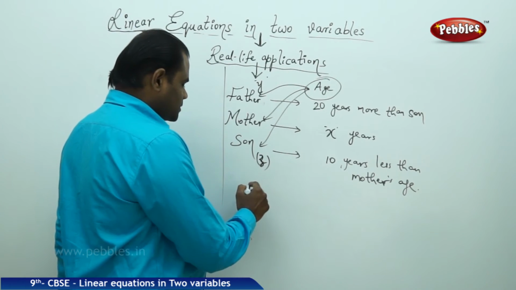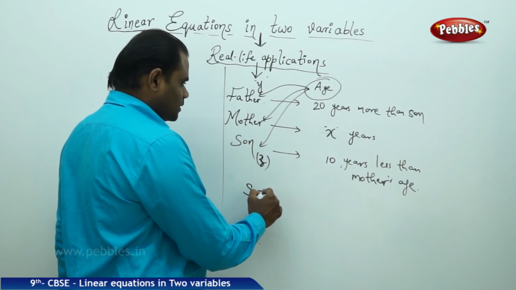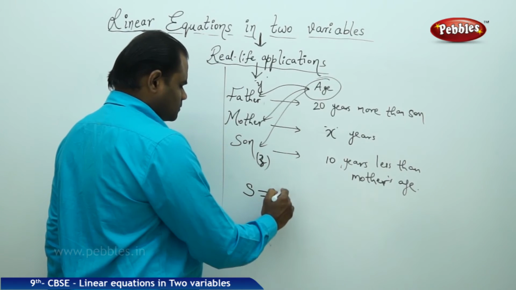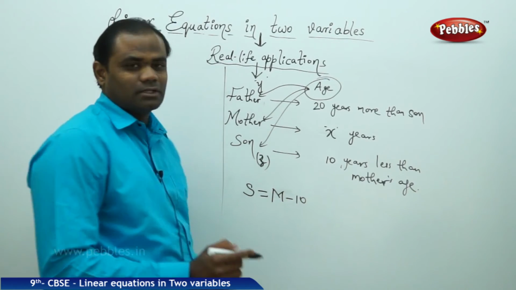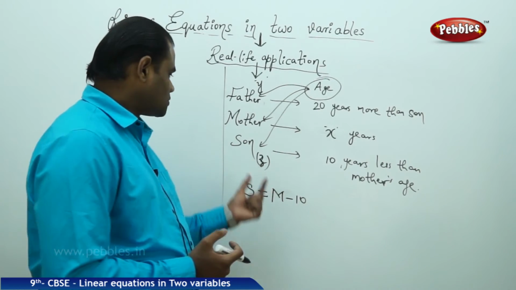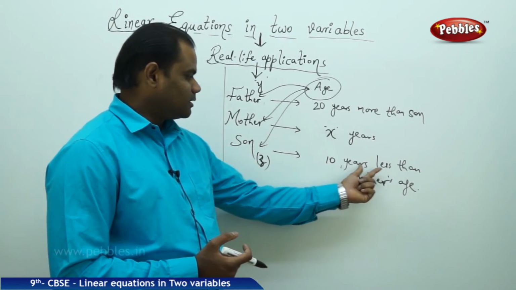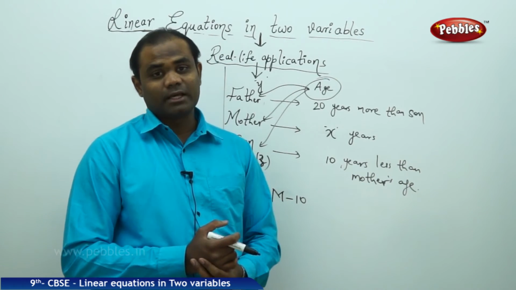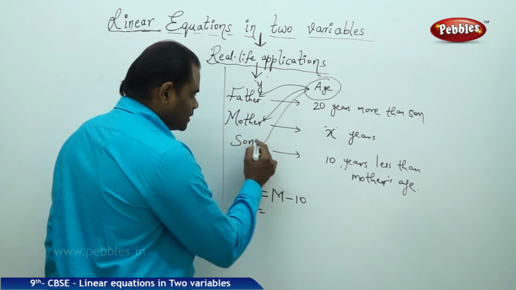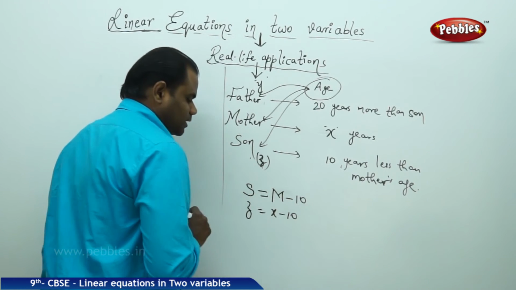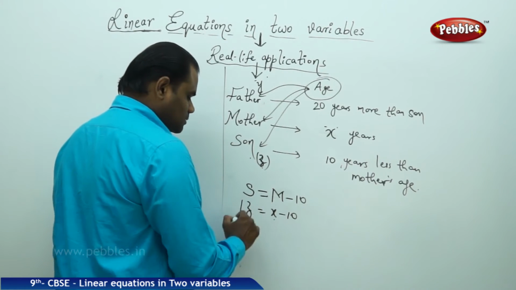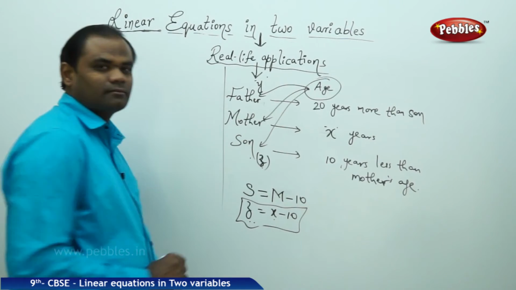Now it clearly says that son's age is 10 years less than mother's age. That is how I connect between son's age and mother's age. So son's age, which is z, is x minus 10. That is how I connect one equation in two variables x and z.